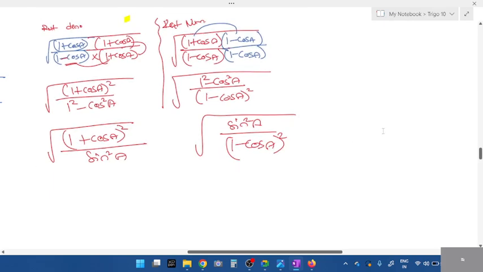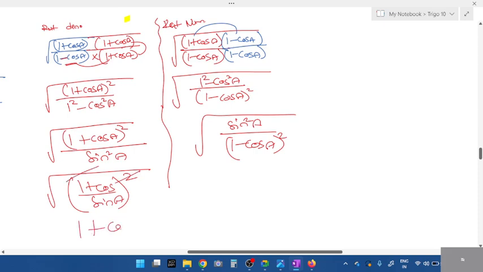First listen. Later you can make a note. Then when I replace this entire thing, if I write it inside the bracket, sin A over 1 plus cos A the whole square, it gets cancelled. We are left with 1 plus cos A divided by sin A.